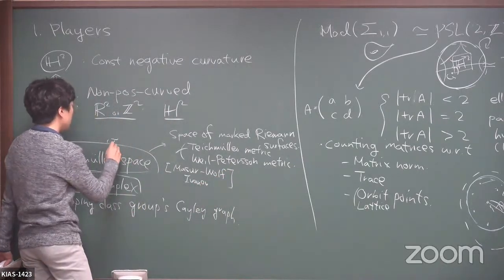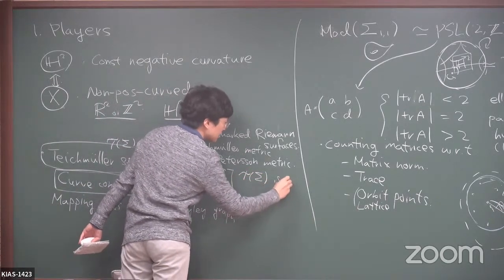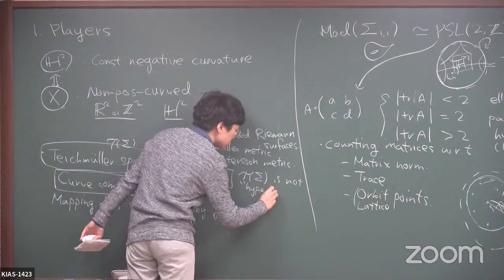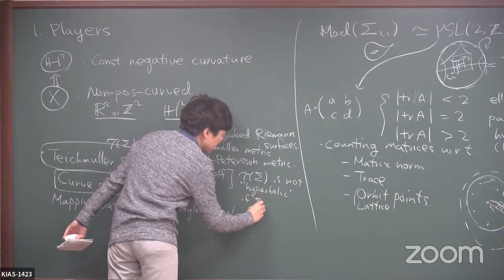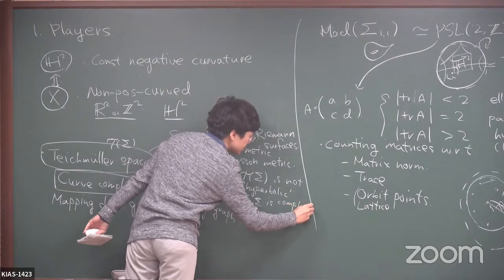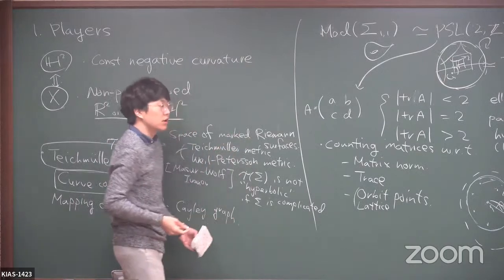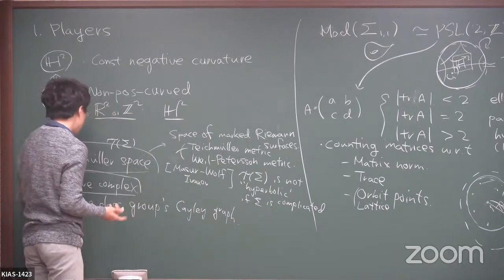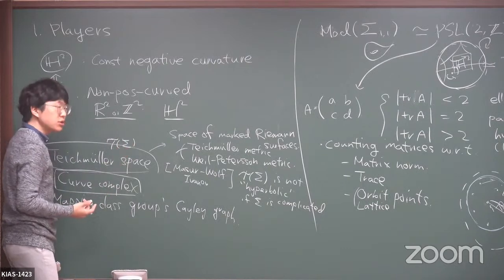So this is not uniformly hyperbolic. If sigma is complicated. To spell this out, if sigma is not either a one-punctured torus or a four-punctured sphere, if sigma is more complicated than that, then Teichmüller space, with the Teichmüller metric, is not hyperbolic in some sense.